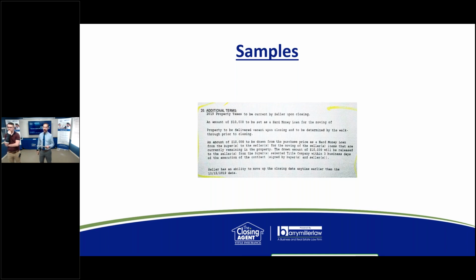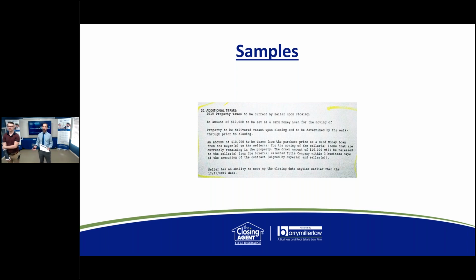So here's an interesting term on here: 2019 property taxes to be current by seller upon closing. Is that a necessary term? Because if not, the buyer would probably have to pay it, right? Yeah, we already prorate that under the terms of the contract.